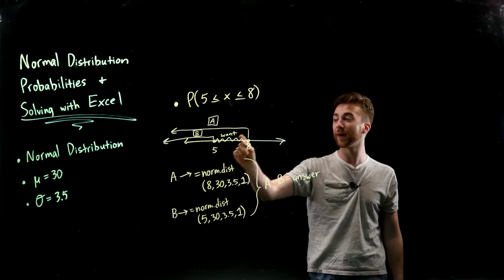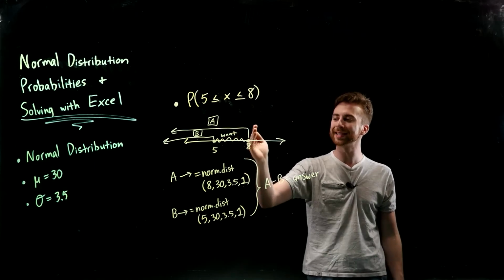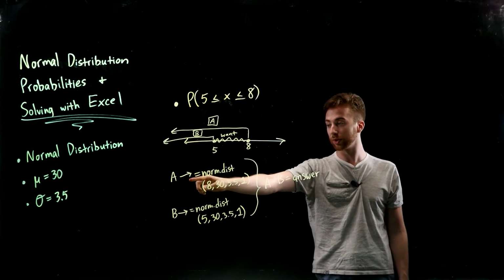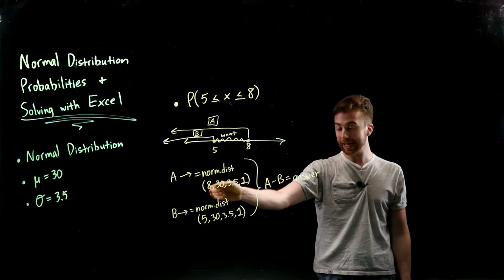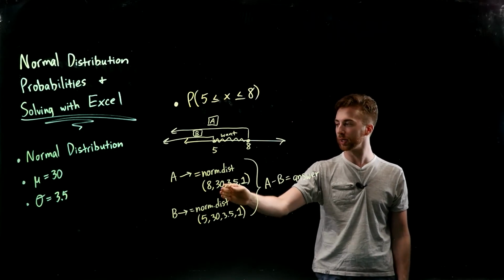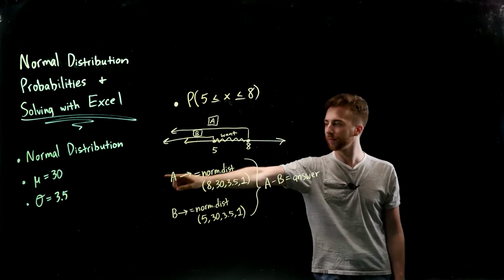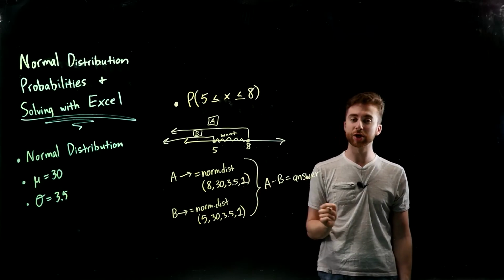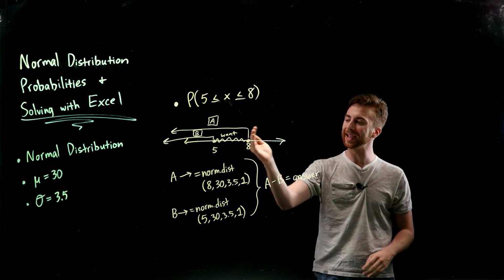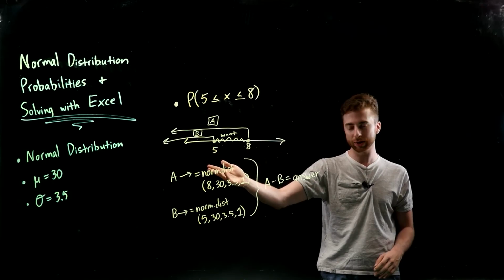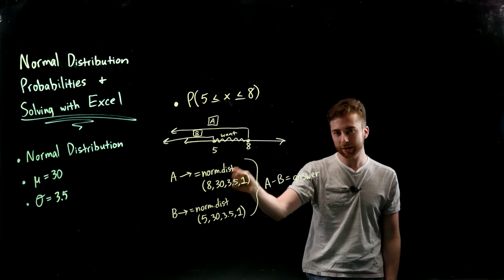So essentially, to find A, which is going to be the whole here, 8 and everything before 8, it's going to be equals NORM.DIST. 8 is the number I'm locking in as my reference point. 30 is just the mean. 3.5 is the standard deviation. And I'm saying that that's cumulative because I want the probability of 8 and everything before 8. Less than or equal to means cumulative. So I get a number right here.